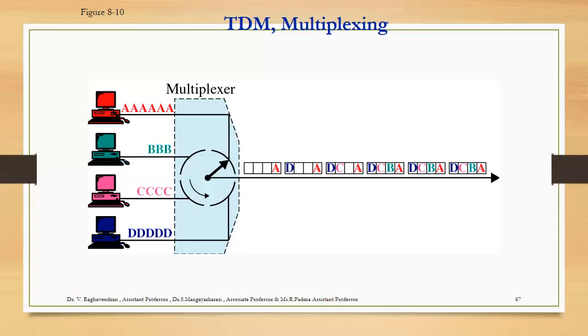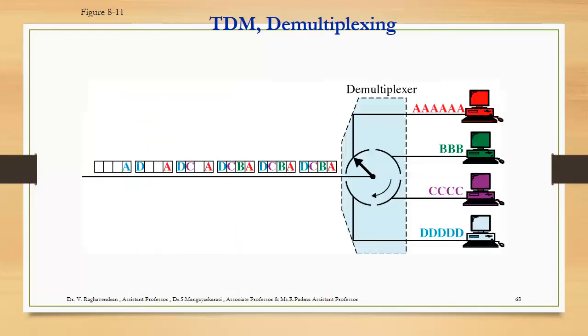Next, in the fifth frame, A is available, B not available, C not available, D alone available. So A and D are present in the time frame. After that, in the last frame, only A is available, the remaining B, C, D are not available. They are treated as empty. So this is for the multiplexing side.